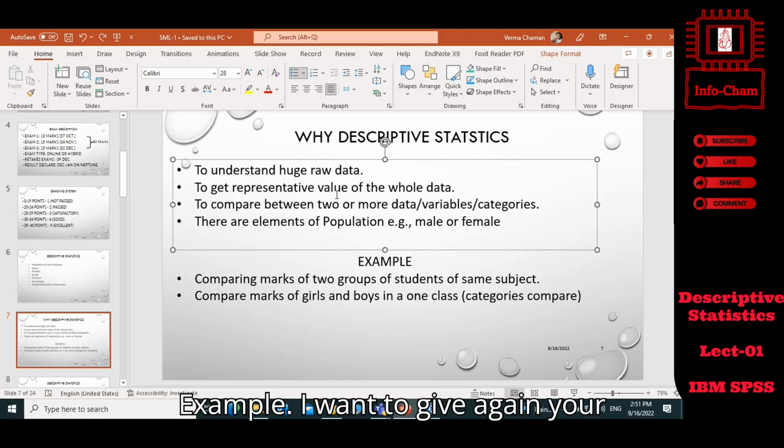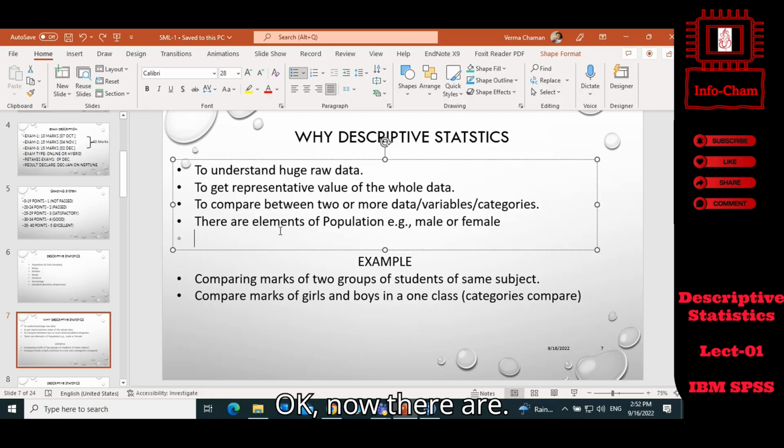For example, I want to give your example here in class. Suppose we have two girl students and the others are male students. We want to see who got a good score in the exam. Just think. I can compare maybe the girls or maybe the boys. This is just like comparing the categories. Okay, so this is the idea.